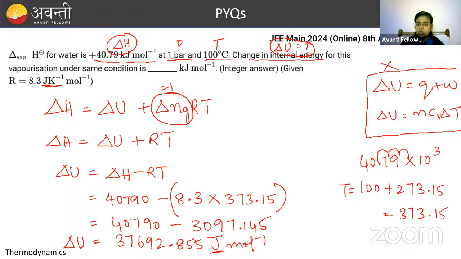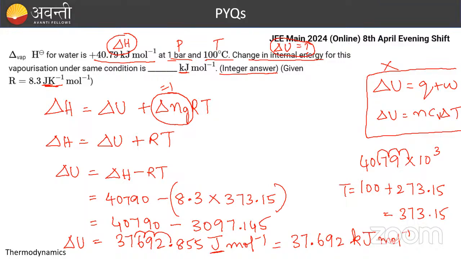But we have to give the answer in terms of kilojoule per mole. So to convert joule to kilojoule, what do I have to do? I have to move the decimal to the left side by 3 places. So I will get 37.692 kilojoule per mole. But still the answer is in decimal. We have to give the answer as an integer, right? So just round this off. After this point, I have 6, so it will be 38.